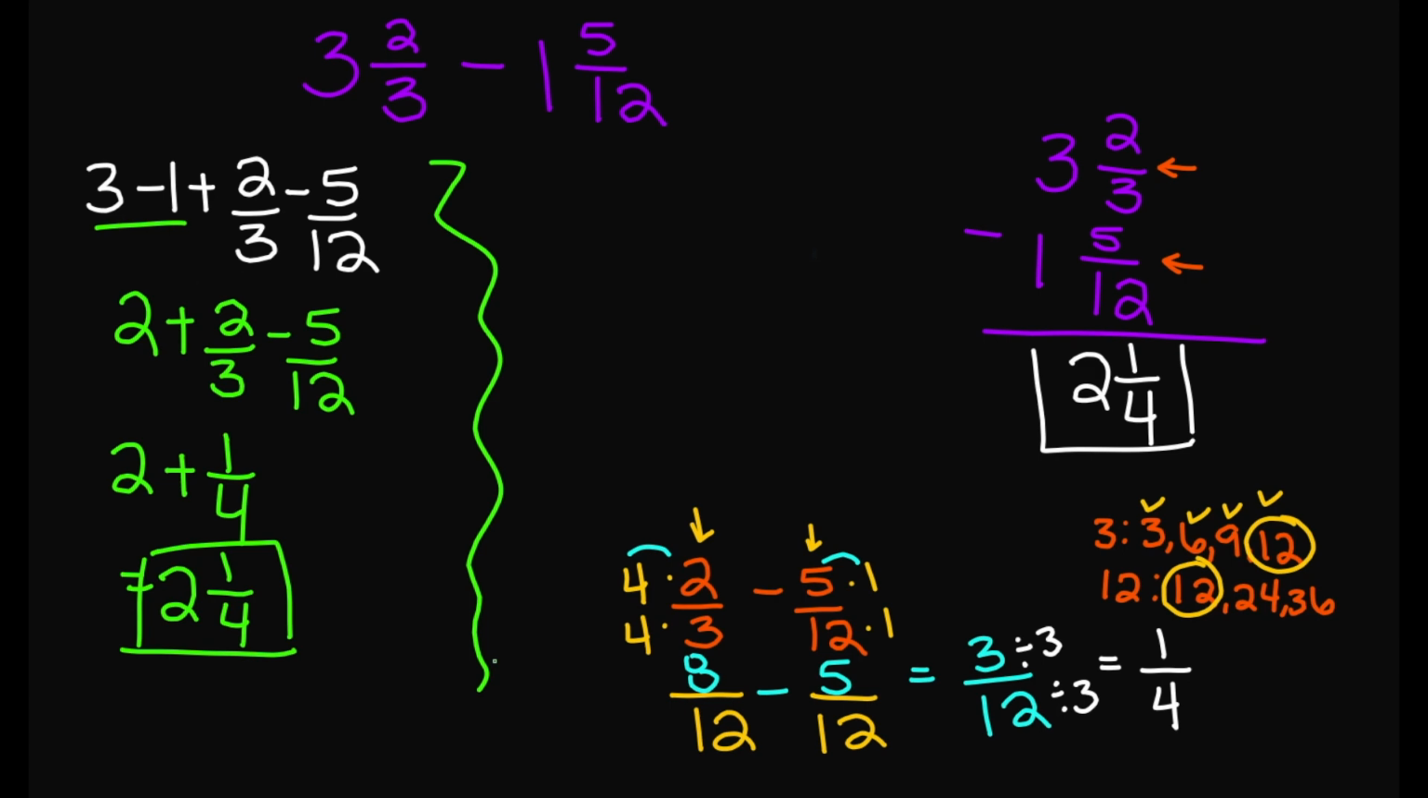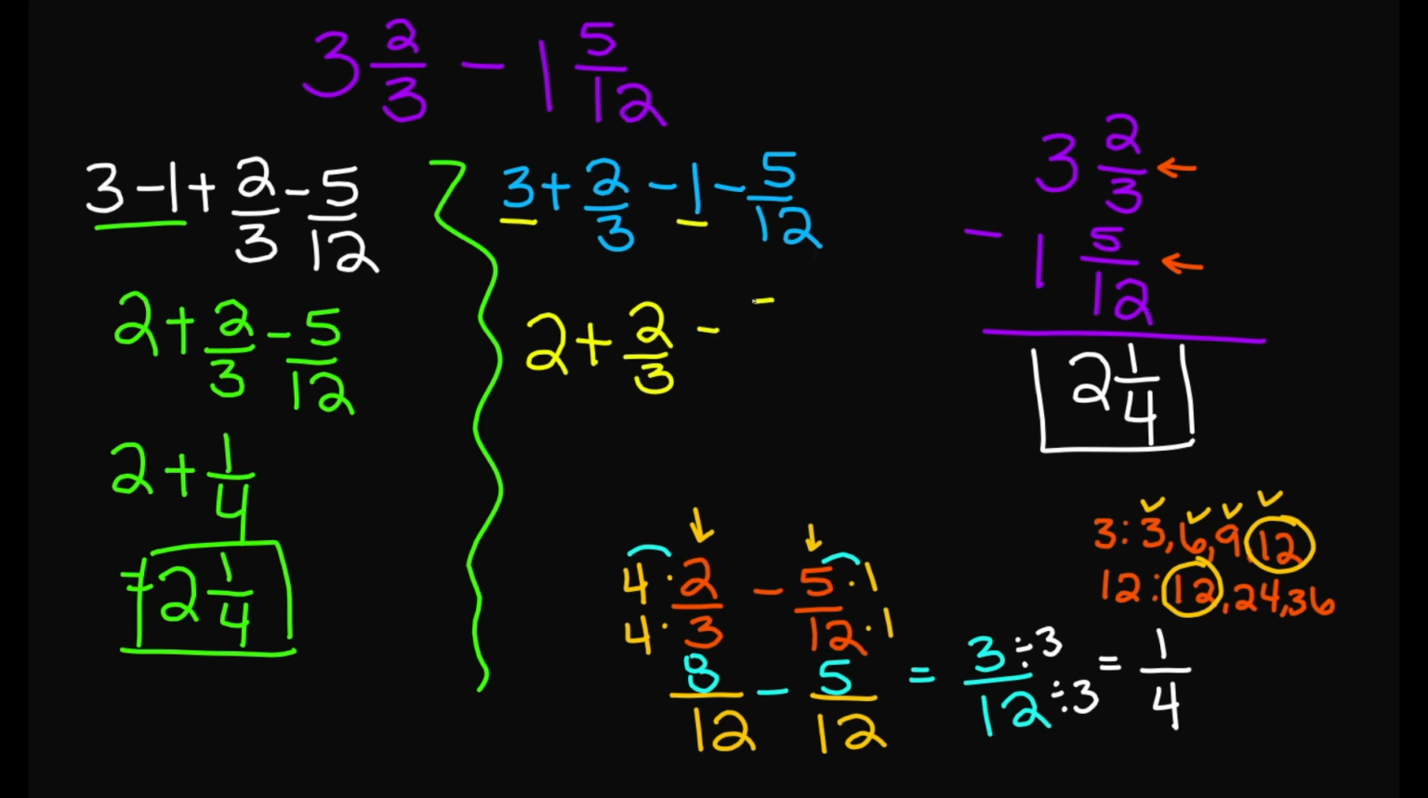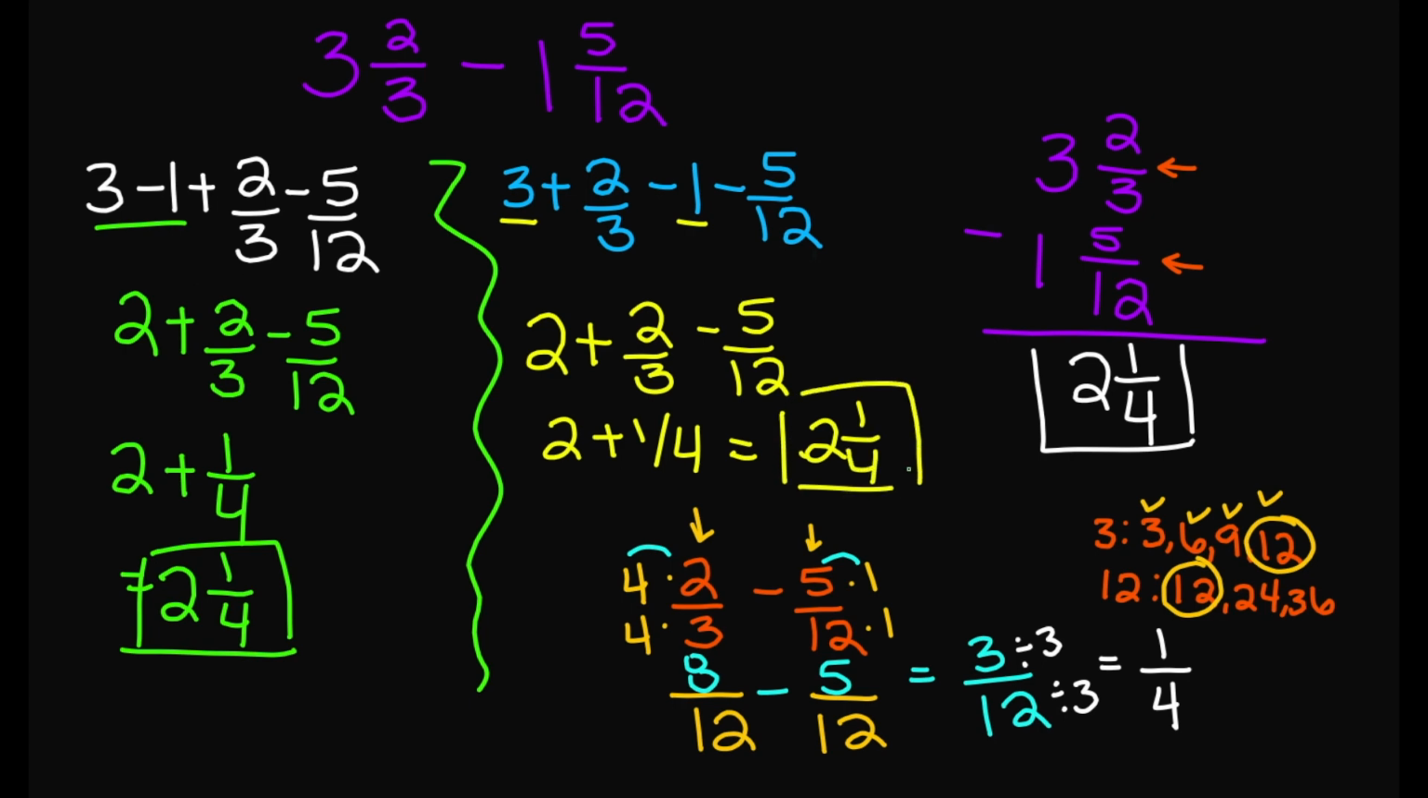Let's say if you choose to expand like this, 3 plus 2 over 3 minus 1 minus 5 over 12. All right, so 3 minus 1, this is 2. And then you have plus 2 over 3 minus your 5 over 12. And when you solve the fraction here, you're going to get 2 plus 1 over 4 again. And then you're going to be left with 2 and 1/4. And that is your final answer as well.